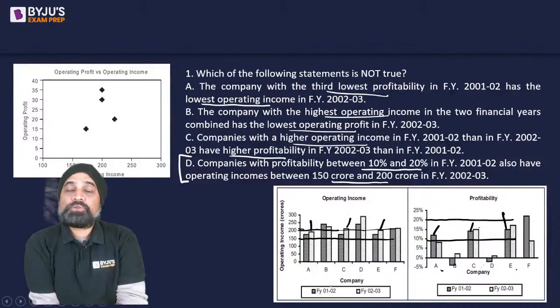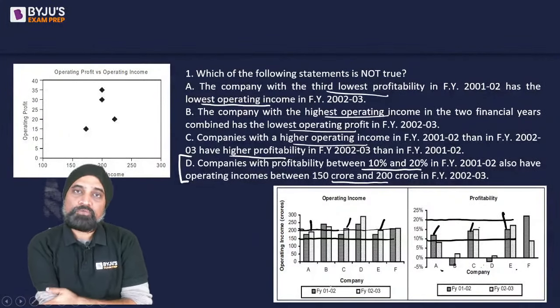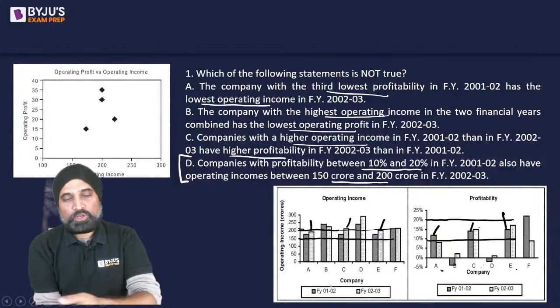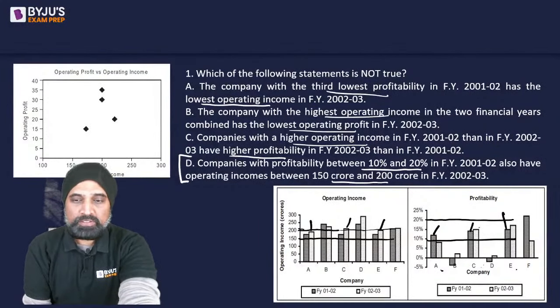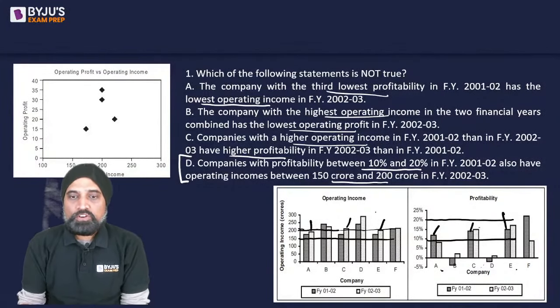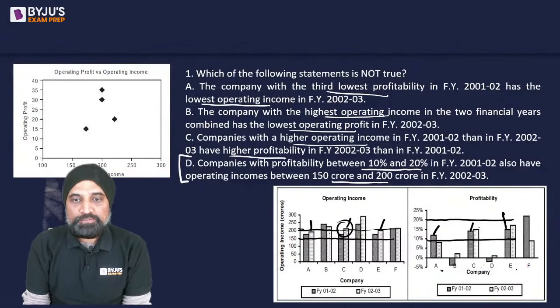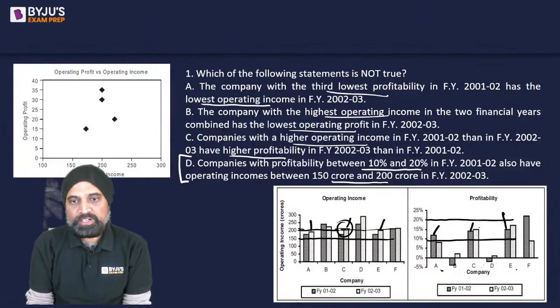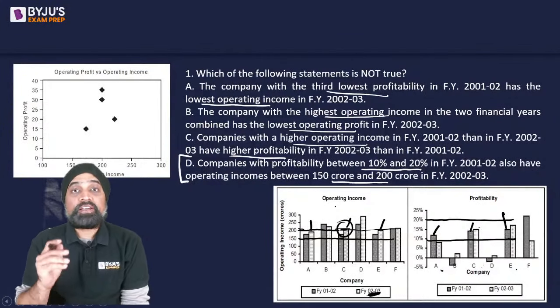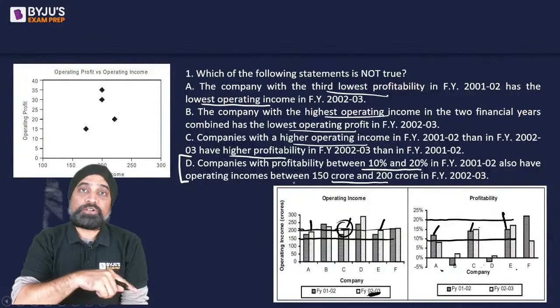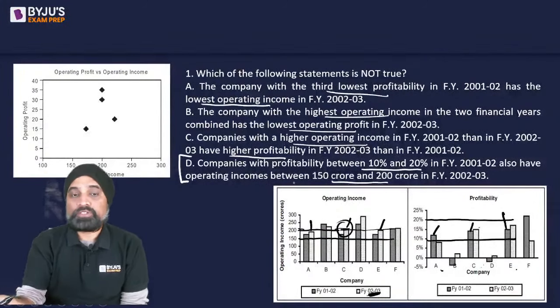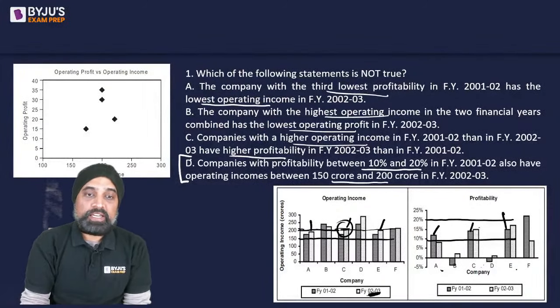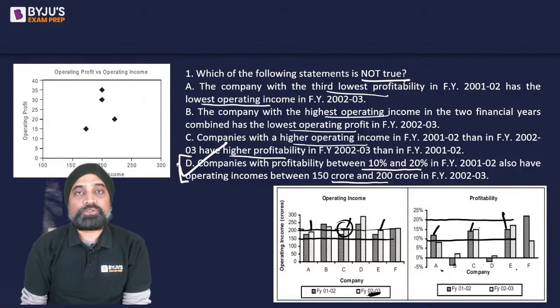So is this true? Whichever companies we have, all the 3 companies, right? Is it true that whatever condition is given, it happens? No. For Charlie, it exceeds, right? And even if you think that this is not more than 200, this is exactly 200 for fiscal year 2002-2003. But the question says between 150 and 200 crores. It doesn't say from 150 to 200 crores. So D is the statement which is not true.